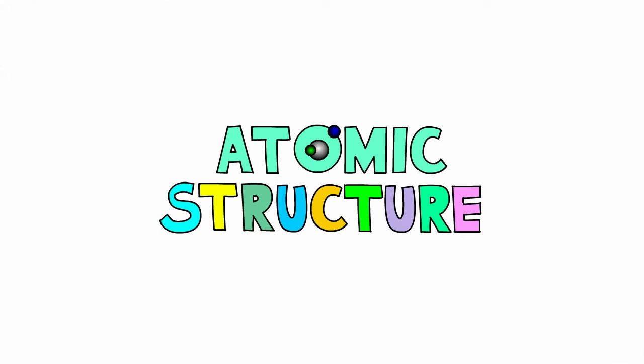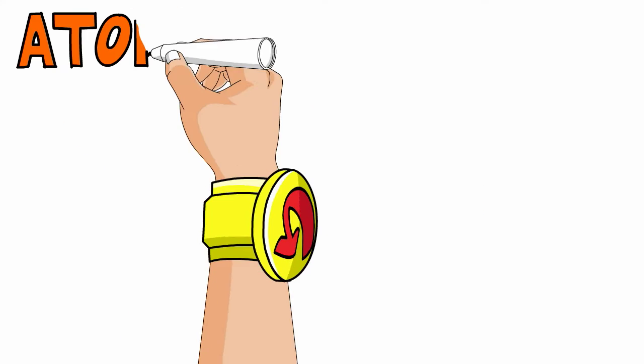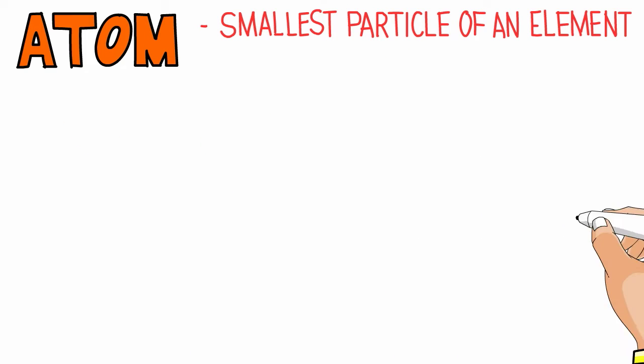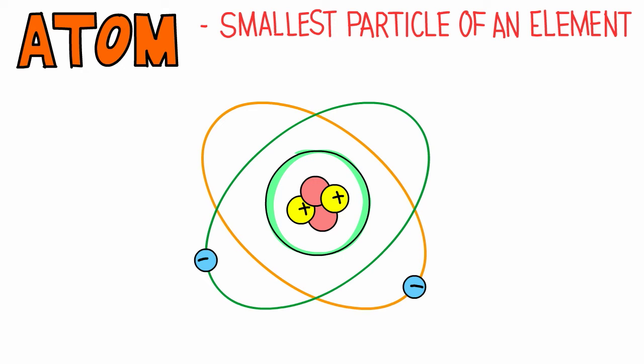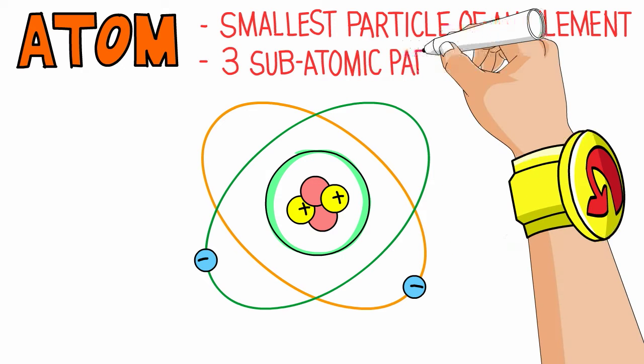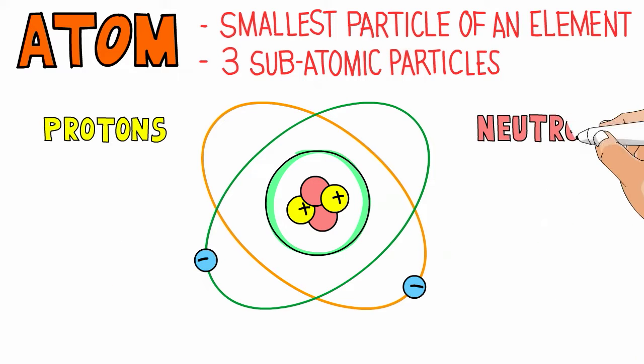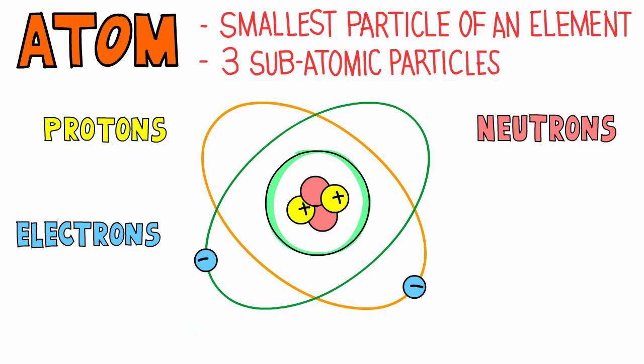Atomic structure. An atom is the smallest particle of an element that still retains the chemical properties of that element. An atom is made up of 3 subatomic particles: protons, neutrons, and electrons. How these subatomic particles are arranged gives each atom its individual properties.